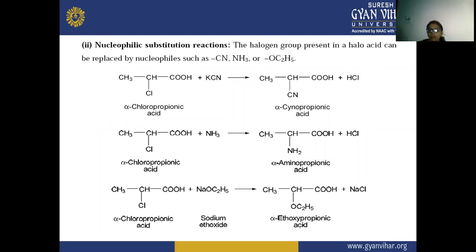From this alpha chloropropanoic acid, on treatment with ammonia, there is a formation of alpha aminopropanoic acid, plus from this ammonia the H, the proton, is removed and gets attached to this chlorine. Next, alpha chloropropanoic acid is reacting with sodium ethoxide.